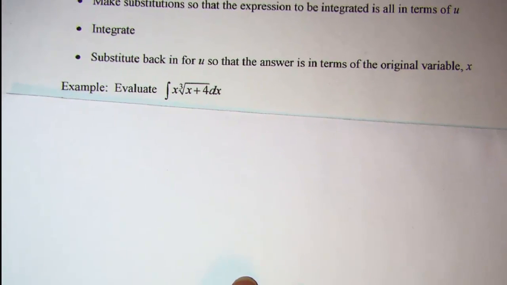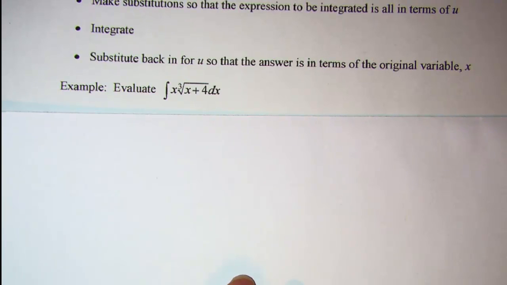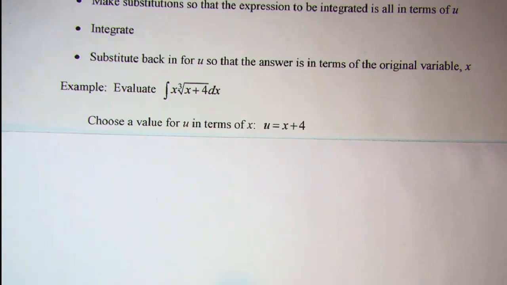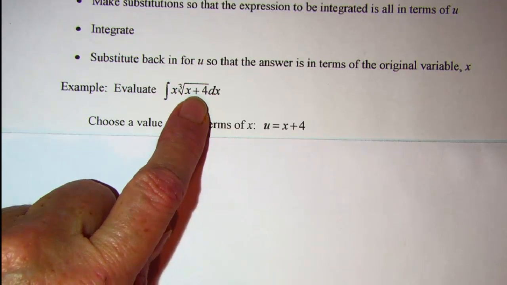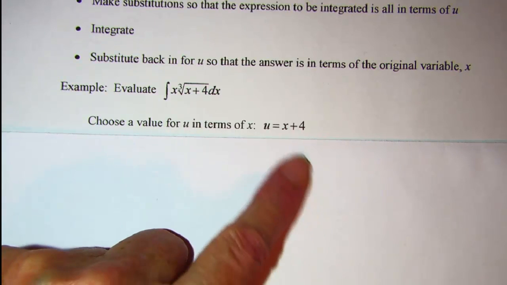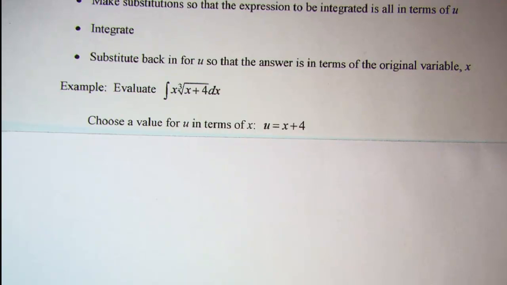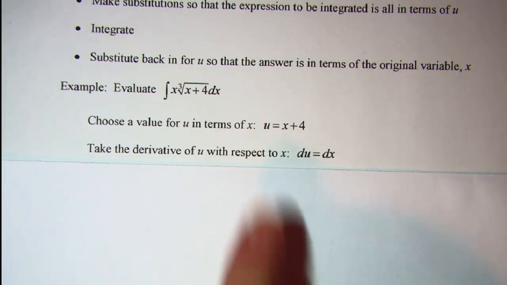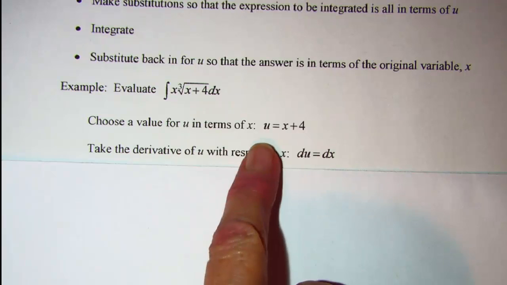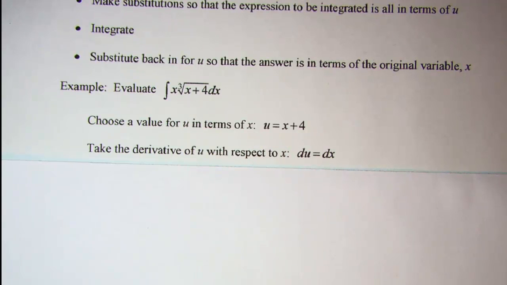Our first example is to evaluate the integral of x times the cube root of x plus 4 dx. Our first step is to choose a value for u in terms of x. So we're going to choose the radicand and do the substitution. u is equal to x plus 4. Then the next step is to take the derivative of this equation. So I have du is equal to dx.